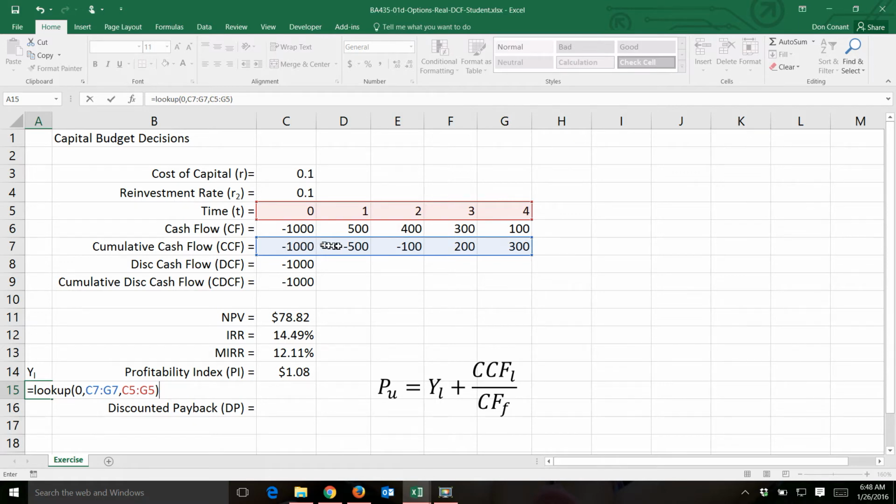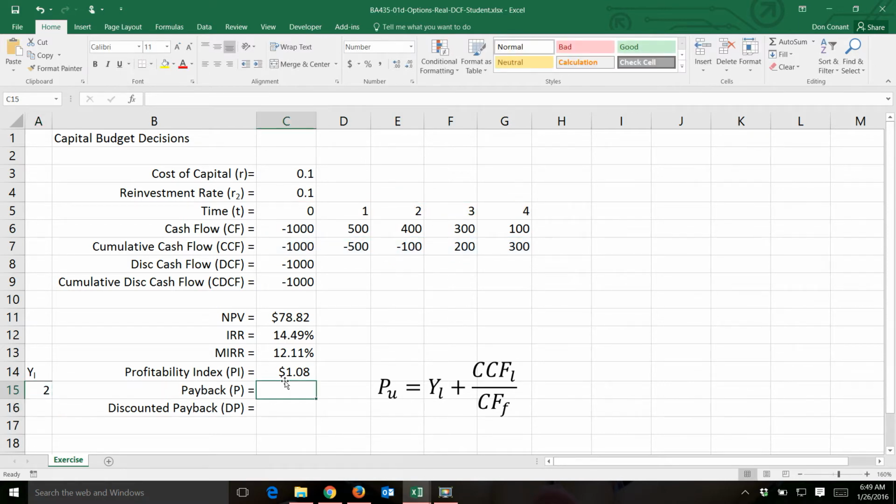It says no, so it goes to the next one. Is negative 500 equal to or greater than 0? No. Is negative 100 equal to or greater than 0? No. Is 200 equal to or greater than 0? Yes, it is. So it's going to go back. Then it's going to go up here and get year 2.